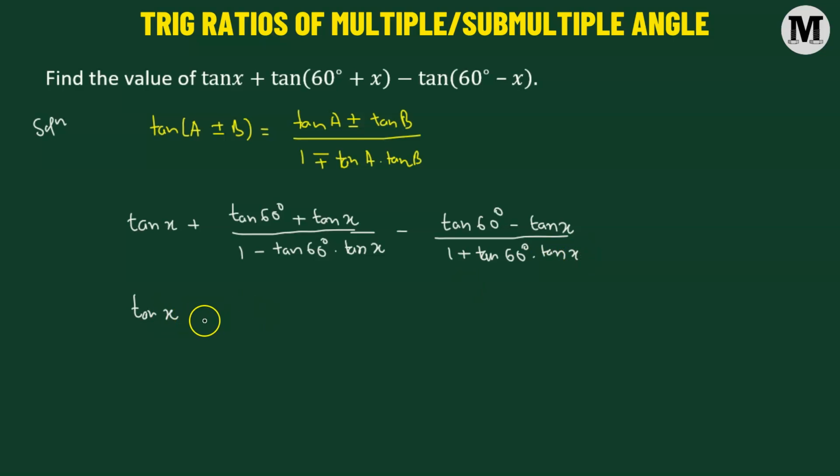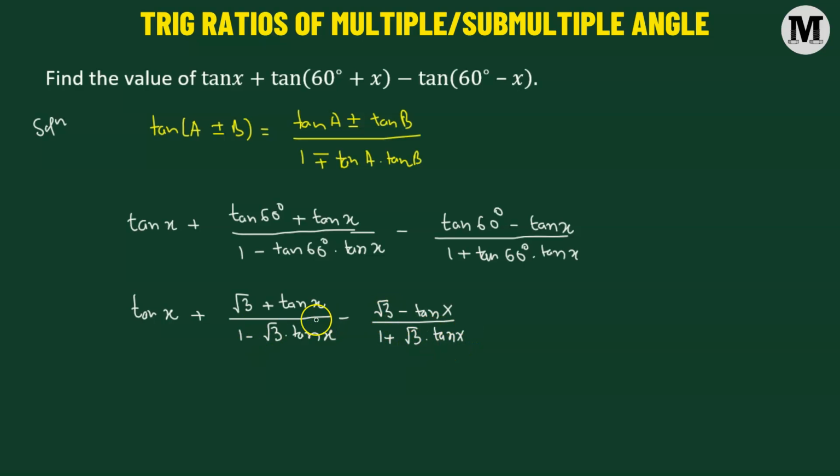So this will be tangent of x added to. Now tangent of 60 degrees, that's square root of 3. That's a standard value. So we have square root of 3 added to tangent of x divided by 1 minus square root of 3 multiplied to tangent of x. Then we have in the third term square root of 3 minus tangent of x whole divided by 1 plus square root of 3 times tangent of x.